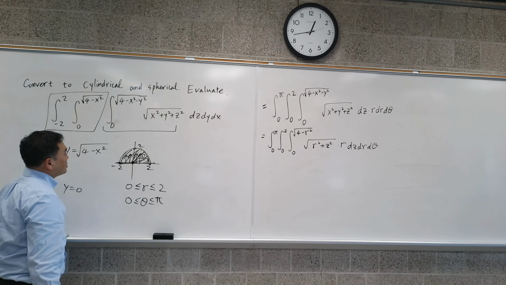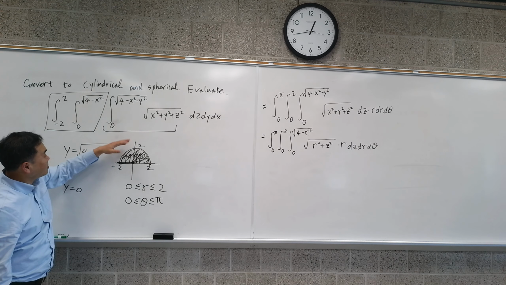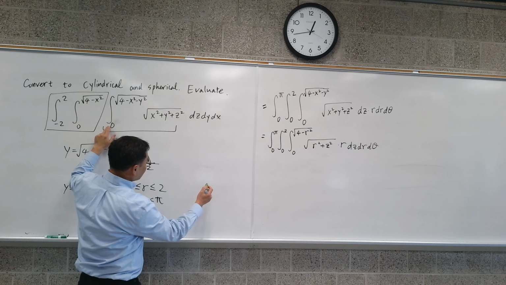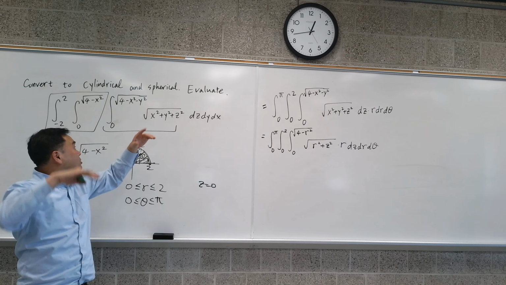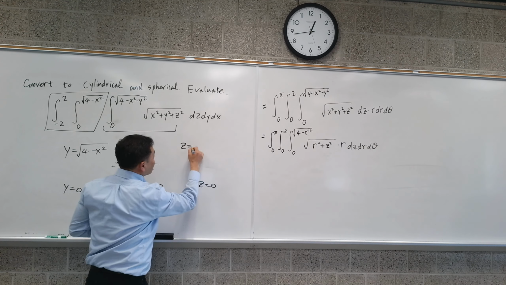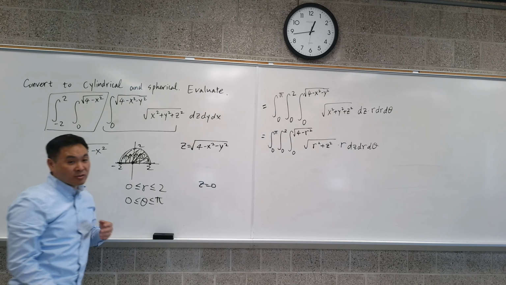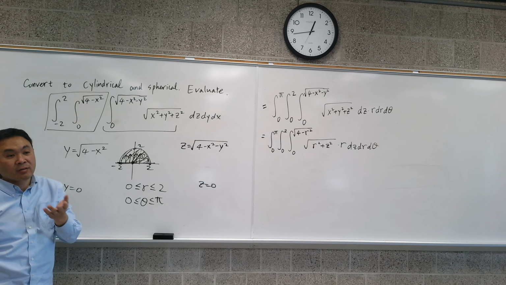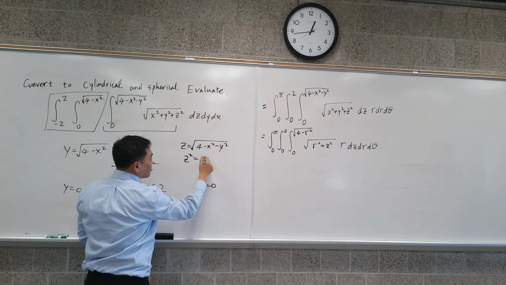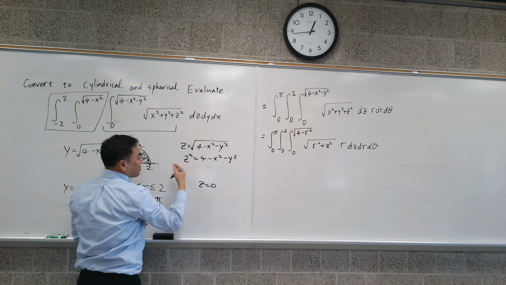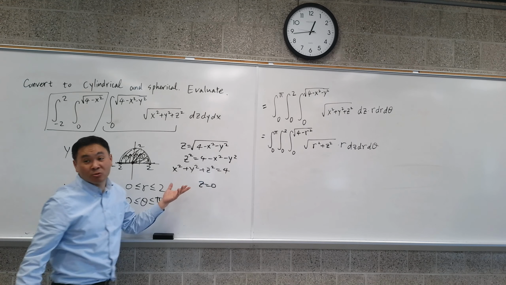Well, okay, so this is the platform where this is being integrated. This one says you start from z equal to 0, which is the xy plane, right? And you go up until here, z equals the square root of 4 minus x squared minus y squared. Okay, guess what this graph is? Sphere. It's a top half of a sphere, right? Because if you square both sides, z squared equals 4 minus x squared minus y squared. Move everything here, you get x squared plus y squared plus z squared equals 4. That's a radius 2 sphere.